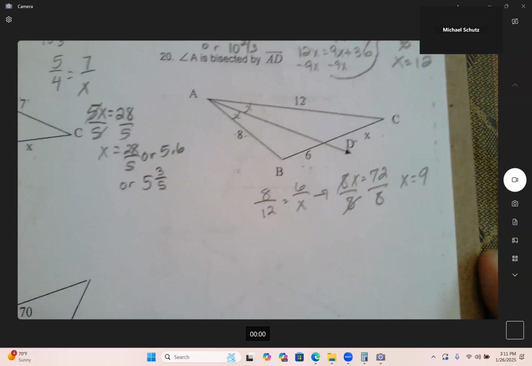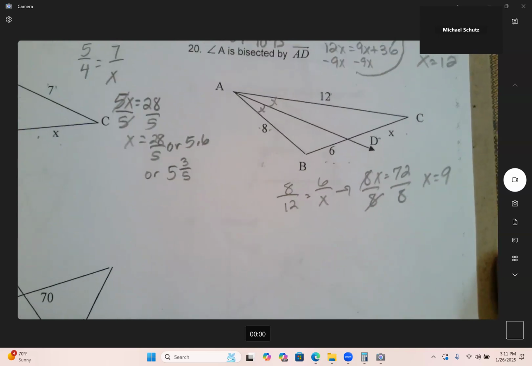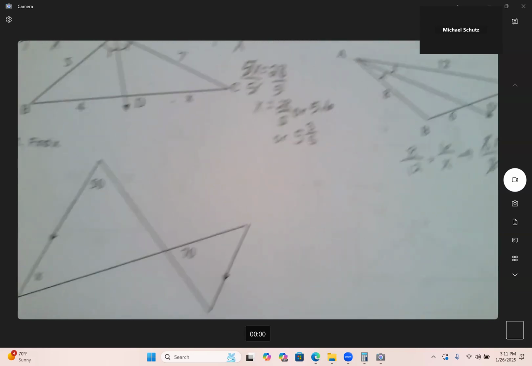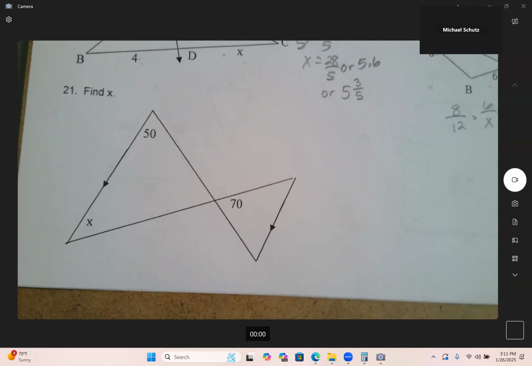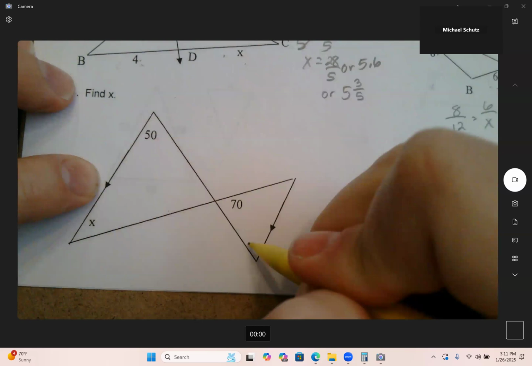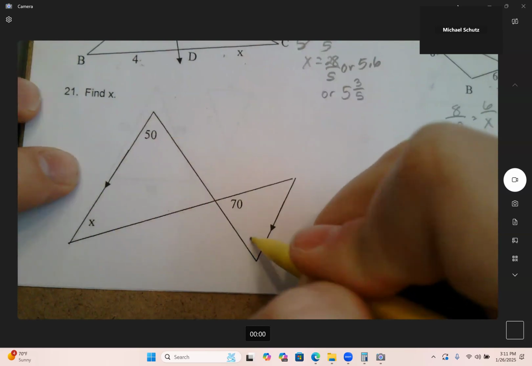All right. So that's the answer for that one. All the directions said was just to find x, so we can stop right there. All right, number 21. So number 21, I have parallel lines here. So if this is 50, this is 50.